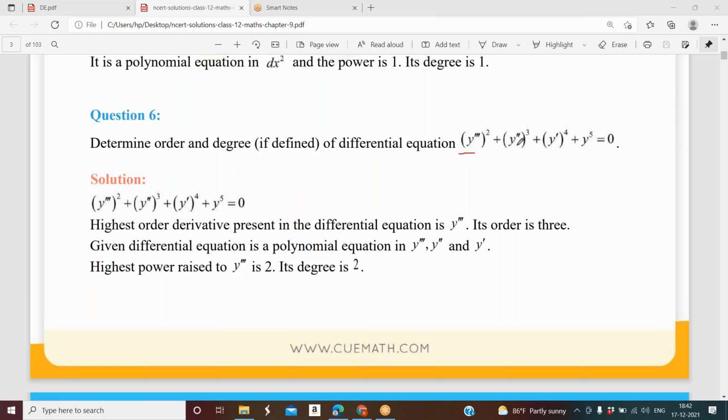Whole to the power 2. And in the second term, y is differentiated 2 times. Y'' means that. Y' means y is differentiated with respect to x only 1 time. And this is y to the power 5. No derivative here. So what is the highest derivative? This is the highest derivative, y'''. So order is 3. Y is differentiated with respect to x 3 times. What about the degree? The power of the highest order derivative is 2.